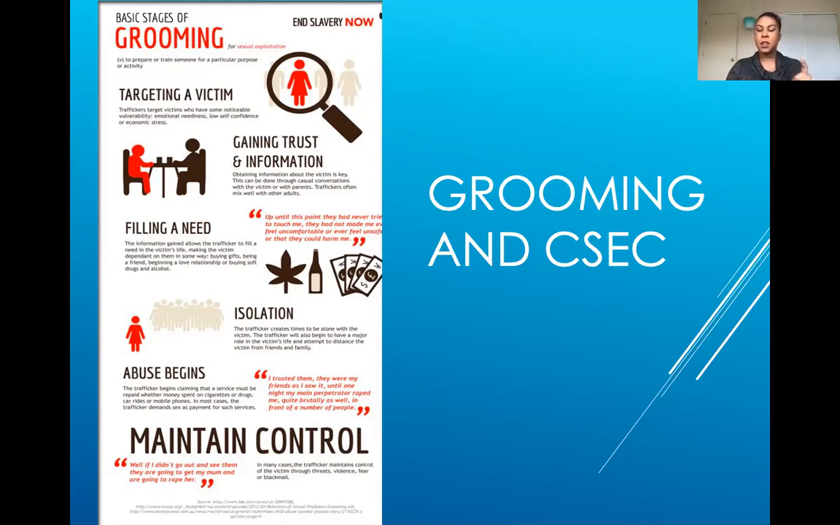And I do want to pause there because I saw somebody's hand go up, and see if there was a question before we continue with the grooming stages.